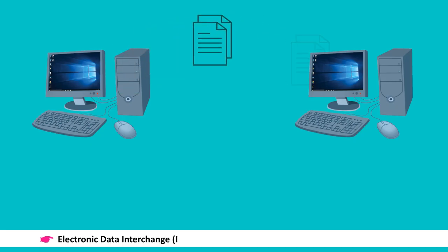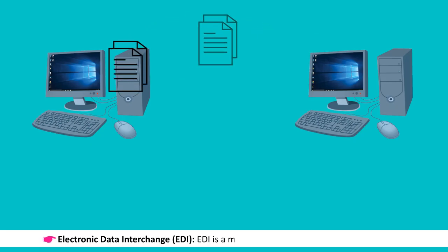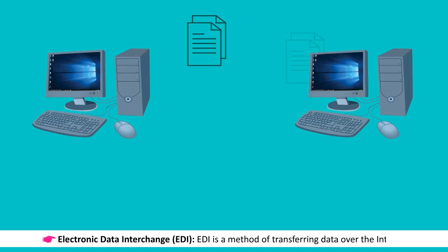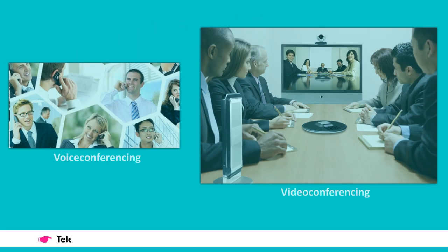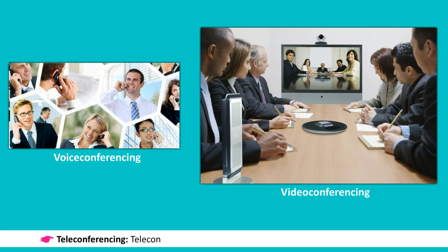Electronic data interchange or EDI. EDI is a method of transferring data over the internet. Teleconferencing. Teleconferencing allows the people to exchange and share their ideas with each other without being present there. It is of two types, video conferencing and voice conferencing. In video conferencing, users can see as well as talk to one another. In voice conferencing, users can communicate over the phone.